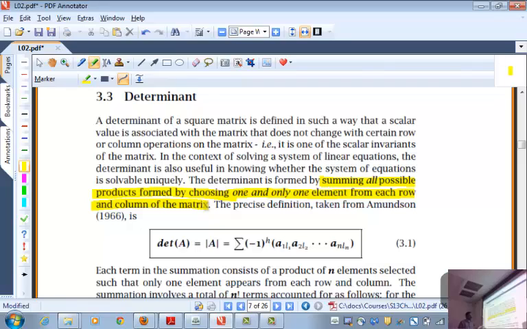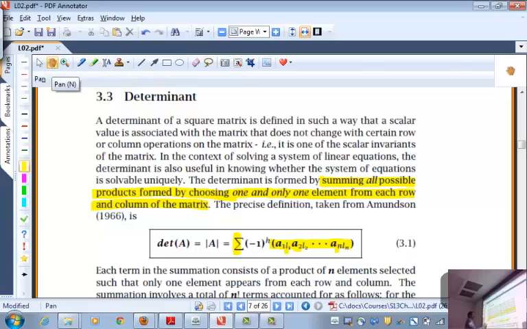Now, a mathematical way of stating that is, it is the sum of all possible products, but the products must be picked in such a way that we have only one element from each row and each column. So what I'm going to do is fix the first index as 1, 2, 3, up to n. The second one I'm just calling L1, L2, up to Ln. I have to choose those in such a way that I don't pick more than one element from any row or any column.